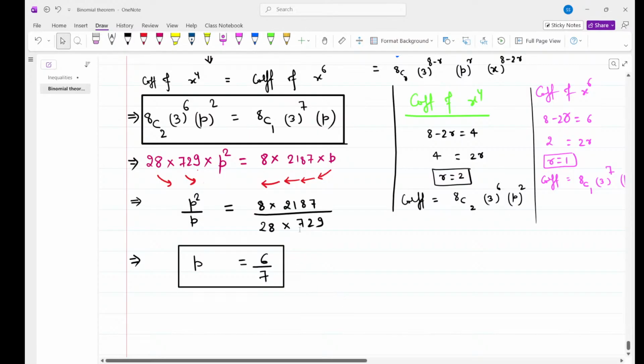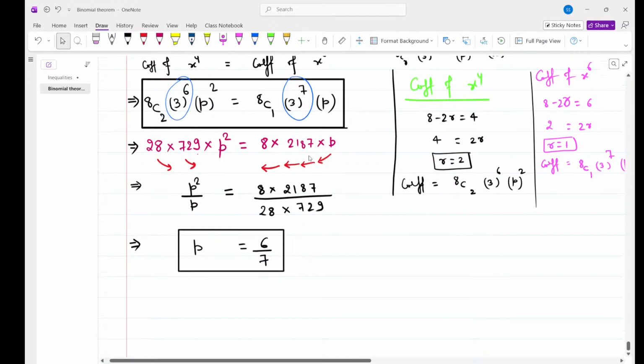And the second thing that you have done is unnecessarily expanding these powers. You don't need to expand these powers. Suppose this is a non-calculator question, then you will waste your time in finding these so much higher powers. I will solve this without using a calculator.